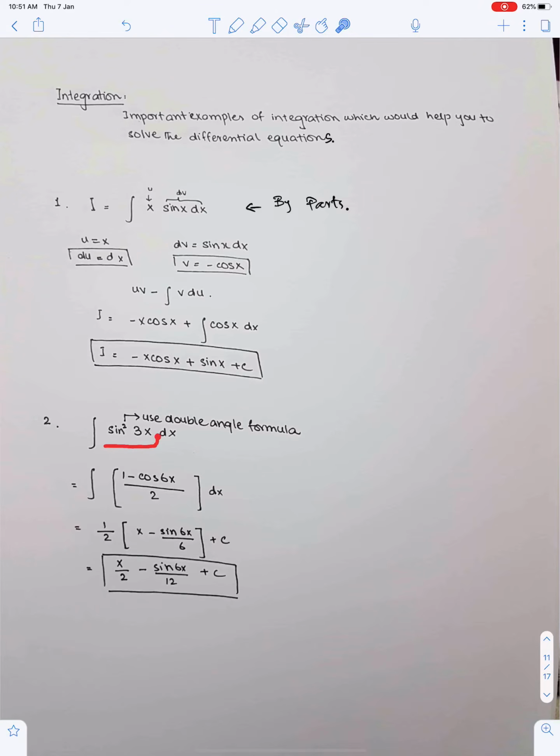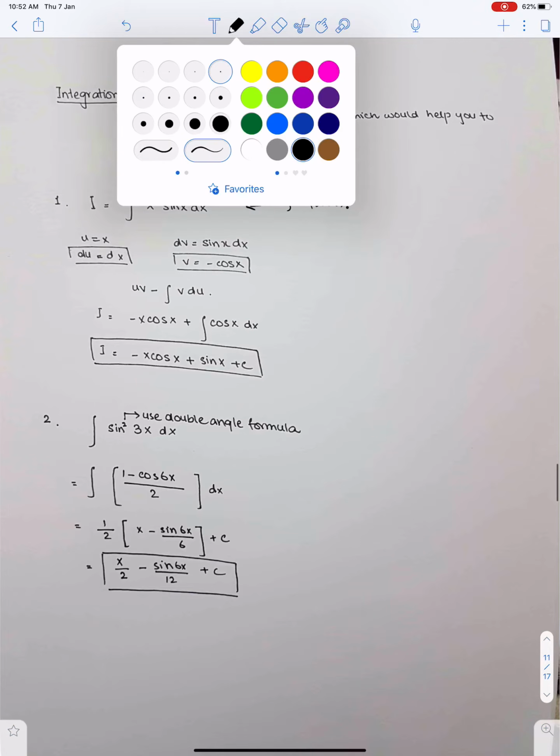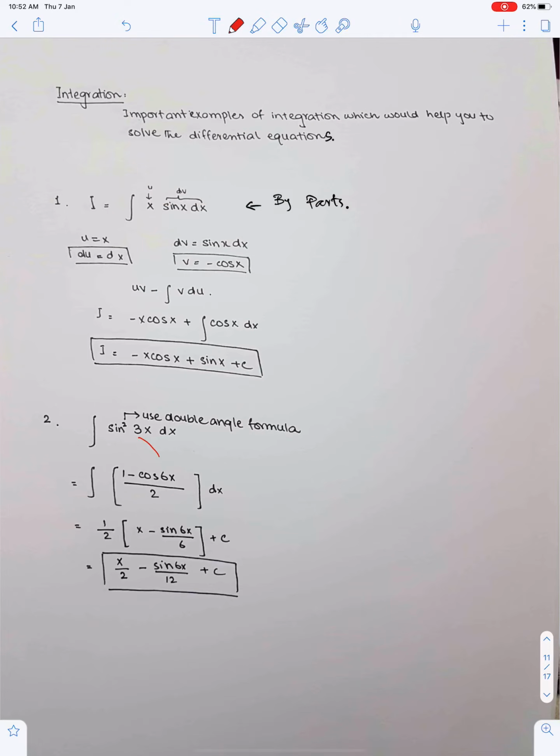Well, this is the even power of sine. So you know how to integrate even power of sine. We always use the double angle formula to solve the even power of sine and cos. So make sure you will write 6 over here. The angle must be double. This is the double angle. And the rest is simple. The integral of 1 will be x and the integral of cos will be sine 6x.